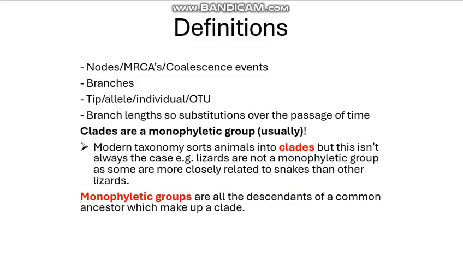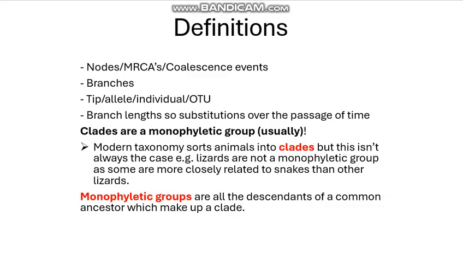So a few definitions that we need to know about phylogenetic trees. We have the nodes, we have the branches, we have the tips, which we talked about in the first slides, and branch lengths are substitutions for the passage of time. We need to know that clades are a monophyletic group most of the time. And with regards to clades, modern taxonomy sorts animals into clades, but this isn't always the case. For example, lizards are not a monophyletic group, as some of them are more closely related to snakes than others.